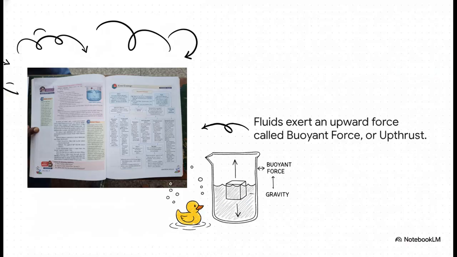Here's the deal. Whenever you put an object into a fluid, and that means a liquid like water, or even a gas like air, the fluid pushes back on it. It gives it an upward push. We call this the buoyant force, or sometimes just upthrust. It's a force that's constantly fighting against gravity's downward pull.